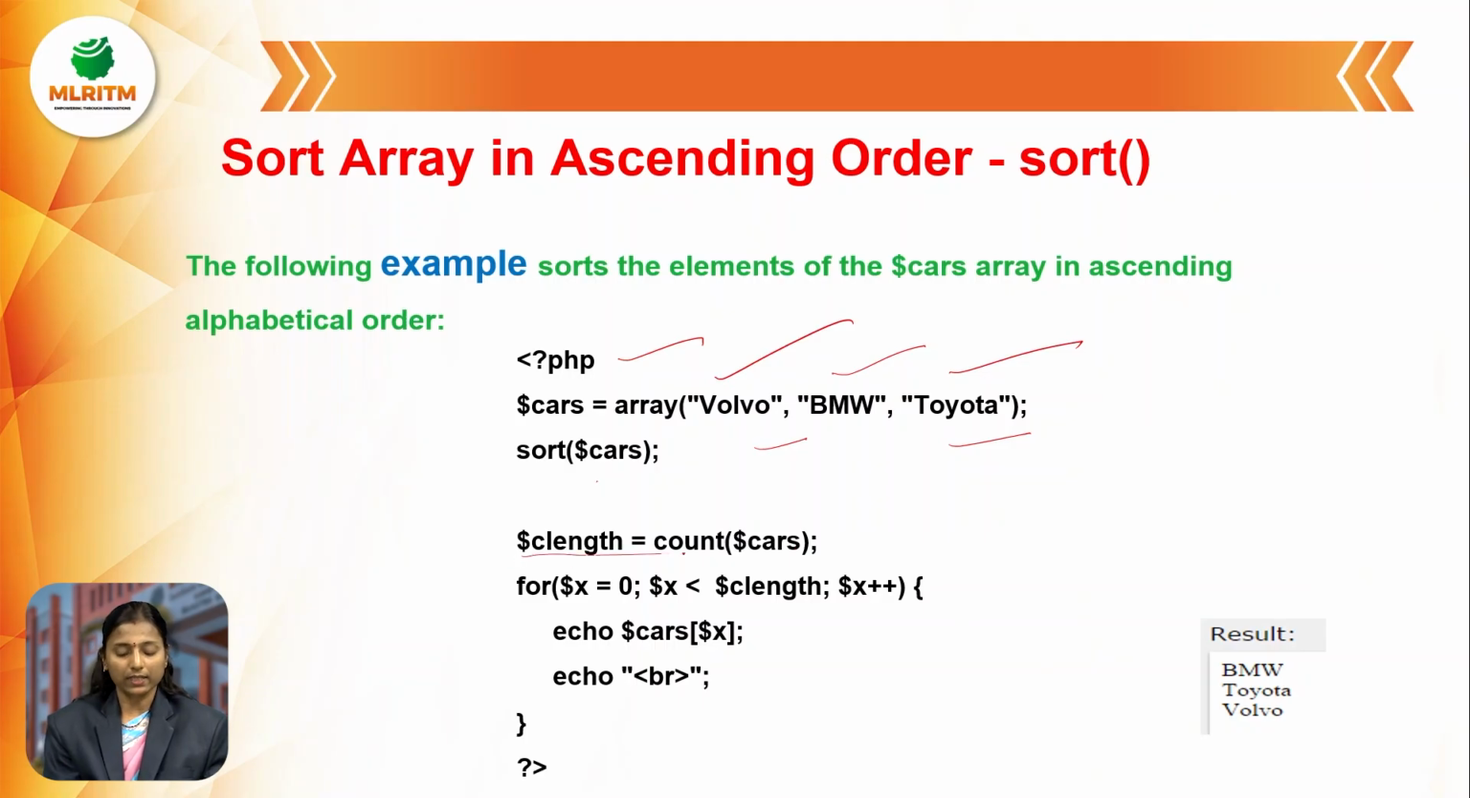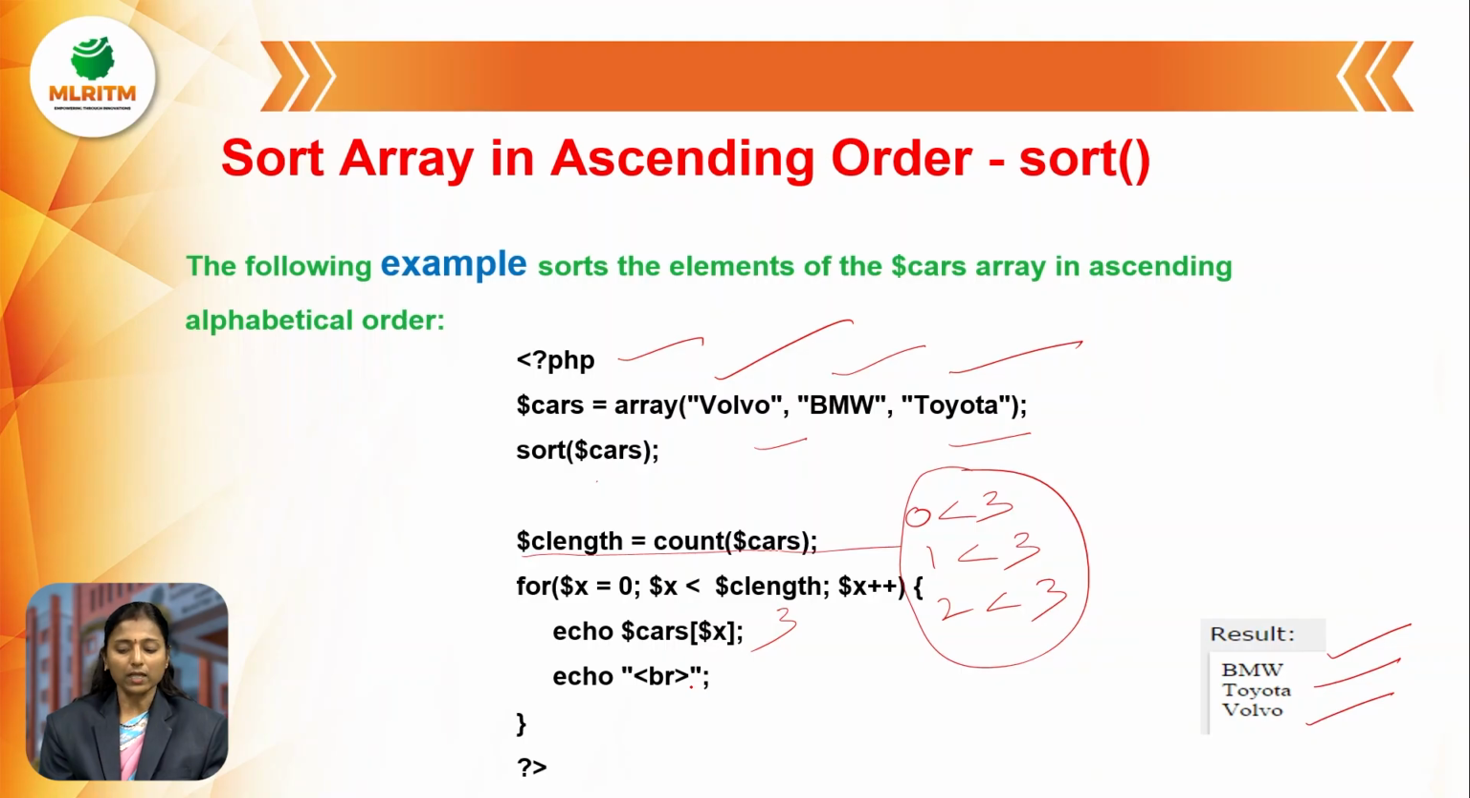This $clength is equal to count of cars. Okay, $x is equal to 0 and $clength is equal to the count of cars. This count of cars will be 3. And here 0 is less than 3, 1 is less than 3, 2 is less than 3. Okay, in this format, the data will be found and printed: BMW, Toyota and Volvo. This is the ascending order.